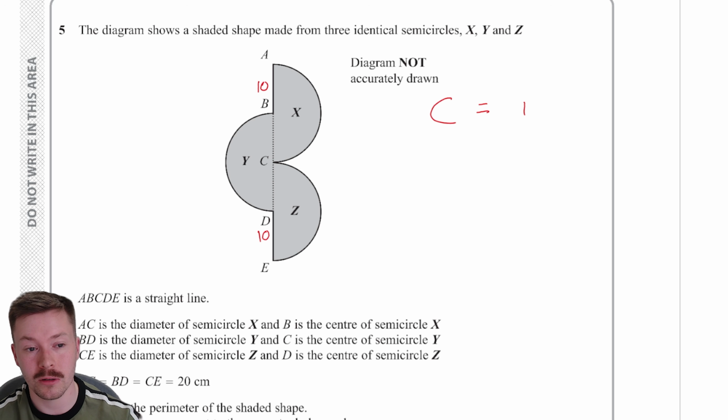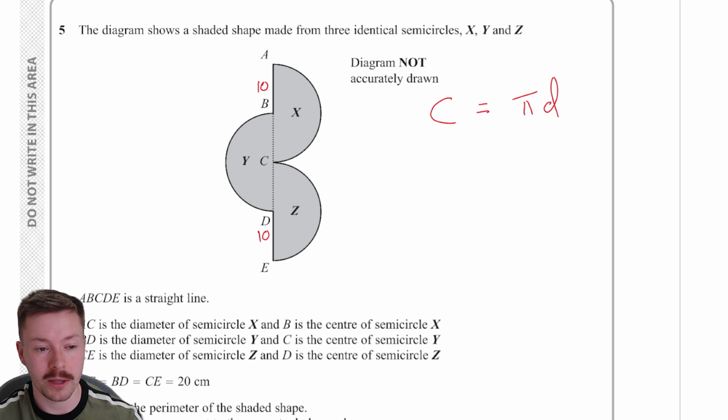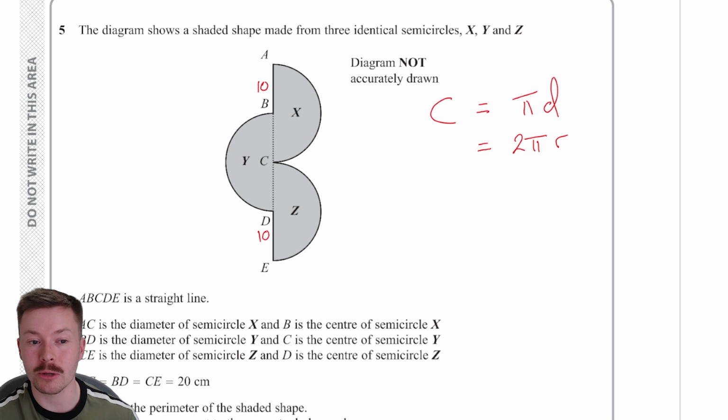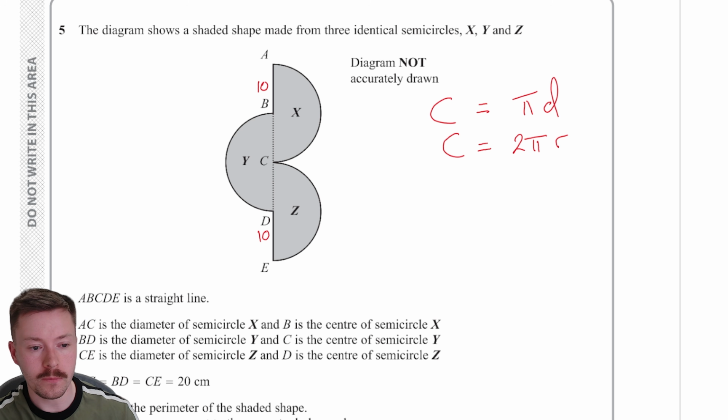Pi times diameter is the most commonly used one, or I say most commonly, it depends what you're doing and what you're given, or 2 pi r. The reason they are the same is because diameter is 2 lots of your radius. So to get from the top one to the bottom one, you replace the d with 2r, and then with algebra you normally put the number at the front.